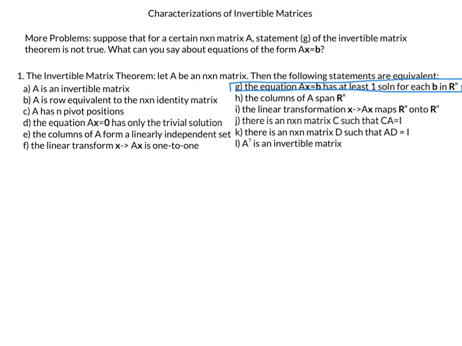The next question is, suppose that for a certain n by n matrix A, statement G, which is here, the equation AX equals B has at least one solution for every B in Rn, of the invertible matrix theorem is not true. What can you say about the equations of the form AX equals B? And of course, there are lots of things you can say. You can say any of these statements are not true, but in particular, they want to know about this equation. What can you say about the number of solutions?